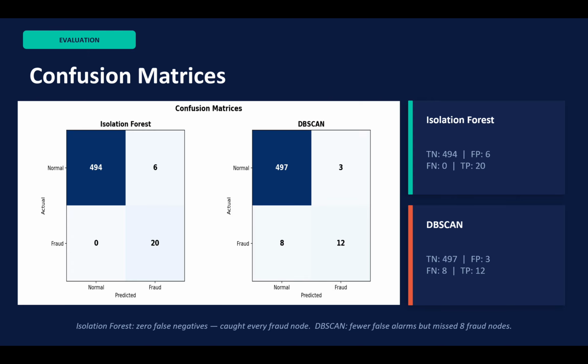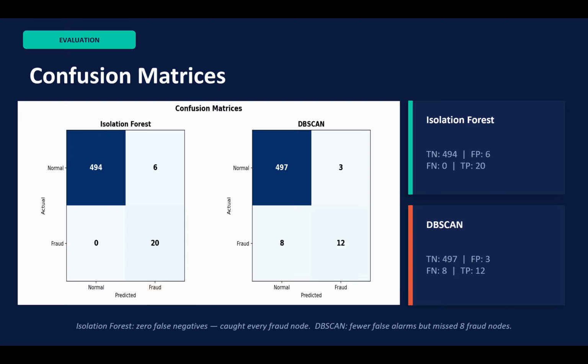So here we get to the confusion matrices. Isolation Forest on the left caught all 20 fraud nodes, every single one, 0 false negatives. It flagged 6 normal users incorrectly, 6 false alarms out of 500 users, which I think was a slightly above 0.2 false alarm rate. In the real world, that means 6 people get a call saying, "Hey, we flagged your account," and after a quick review, they're cleared. Which is totally manageable.